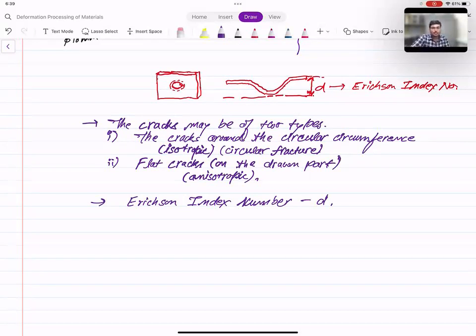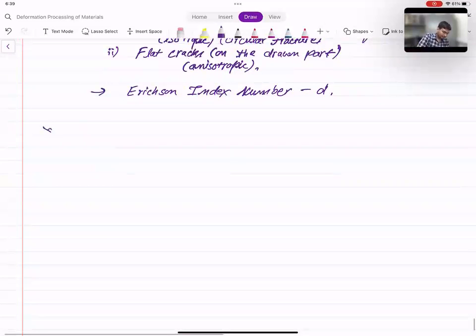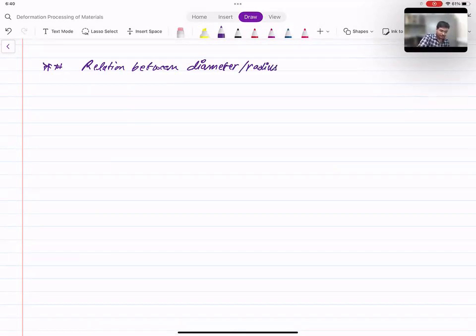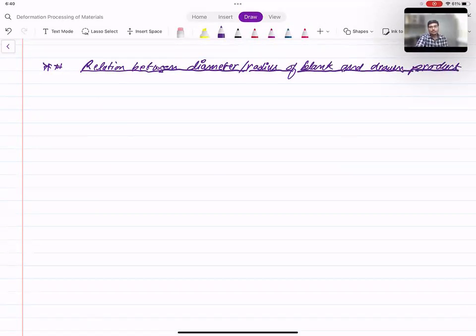Now let us see the relation between the diameter or radius of the blank and the diameter or radius or dimensions of the final form product in some common shapes which are formed out of this operation. Relation between diameter or radius of blank and drawn product.